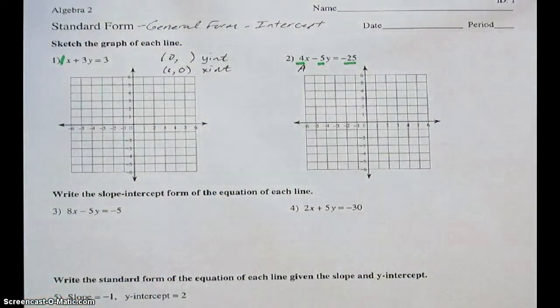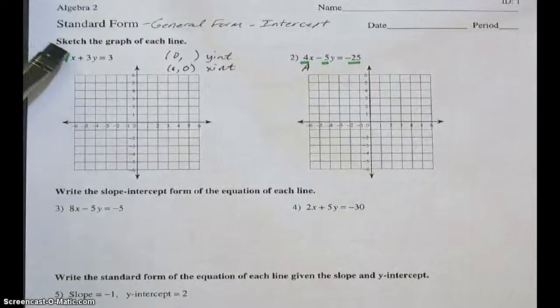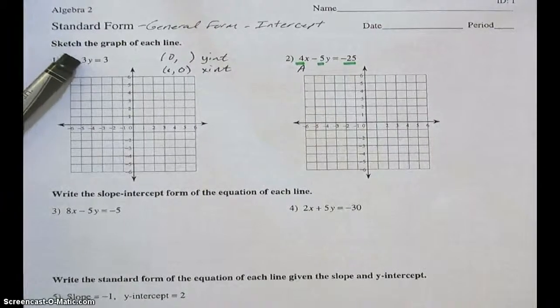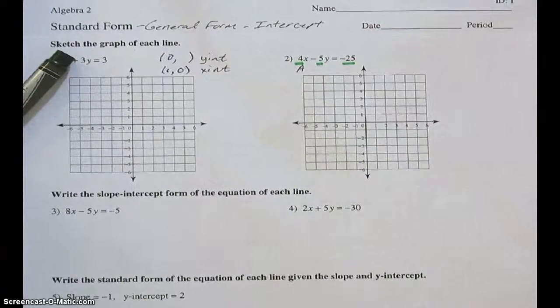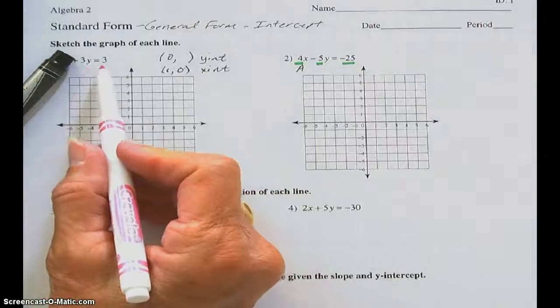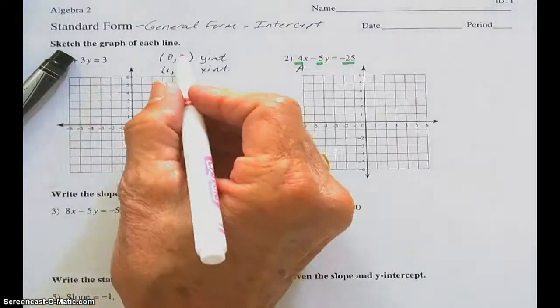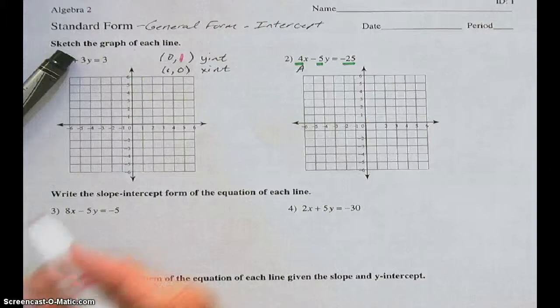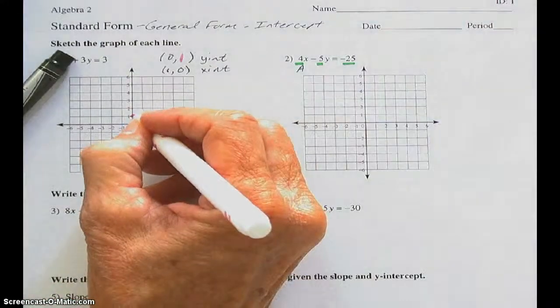So when we're looking at a graph, let's do this first example. If I plug in x equal to 0, this term will go away. So just by looking at this, we should be able to see what y will equal in order to make this equation true. So 3 times what will be 3? Hopefully we can answer 1. So if I were to graph the y-intercept, I would graph the point (0, 1).